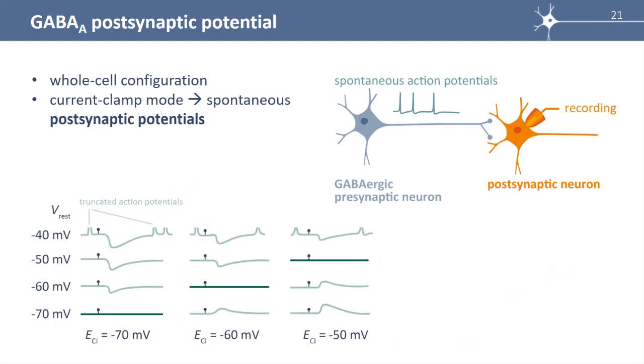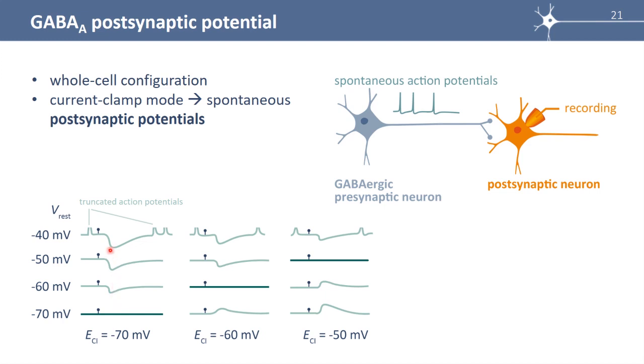For example, we have neurons where the equilibrium potential is at minus 70 millivolts, other neurons where it is at minus 60 millivolts, and other neurons where it is at minus 50 millivolts. So on the left here, when the equilibrium potential is at minus 70 millivolts, at minus 70 millivolts, of course, there is no current because we are at the equilibrium potential of chloride ions. Now, at minus 60 millivolts, we have a small hyperpolarization when GABA-A channels open because the membrane has a tendency to go to the equilibrium potential of chloride ions.